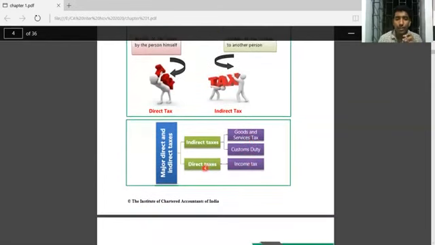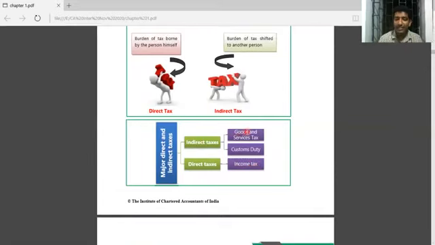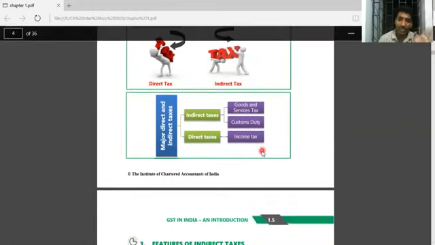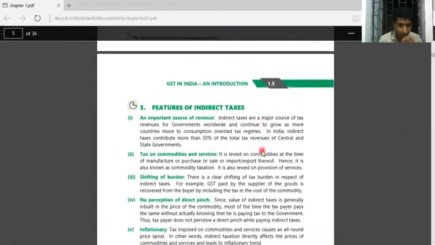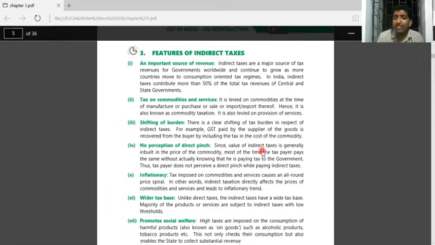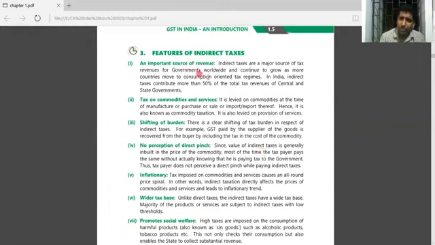So what is the major direct tax? It is income tax. And what are the major indirect taxes? GST and customs. Customs we will be dealing with at CA final level. Now, what are the features of indirect taxes? One point, an important source of revenue. We can understand the points on a plain reading.